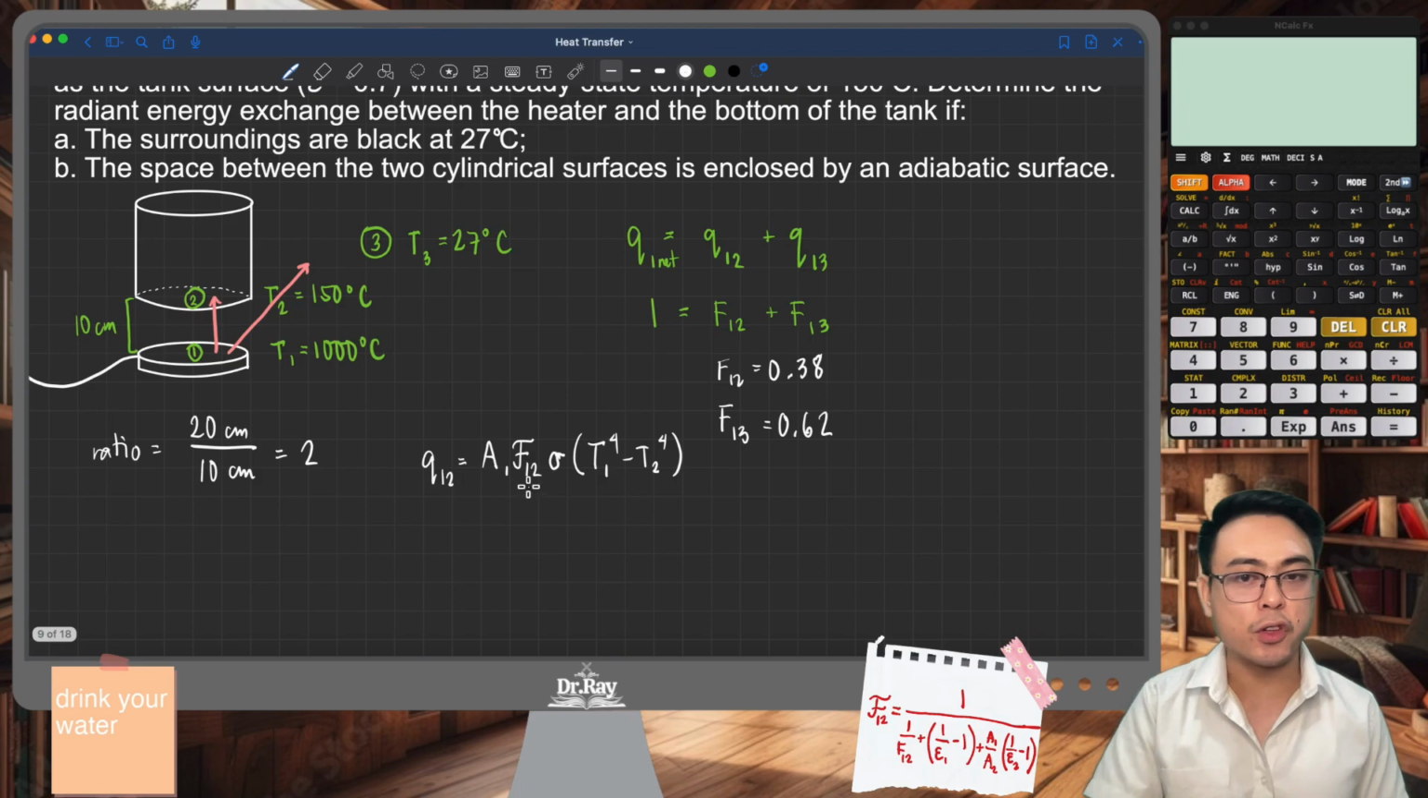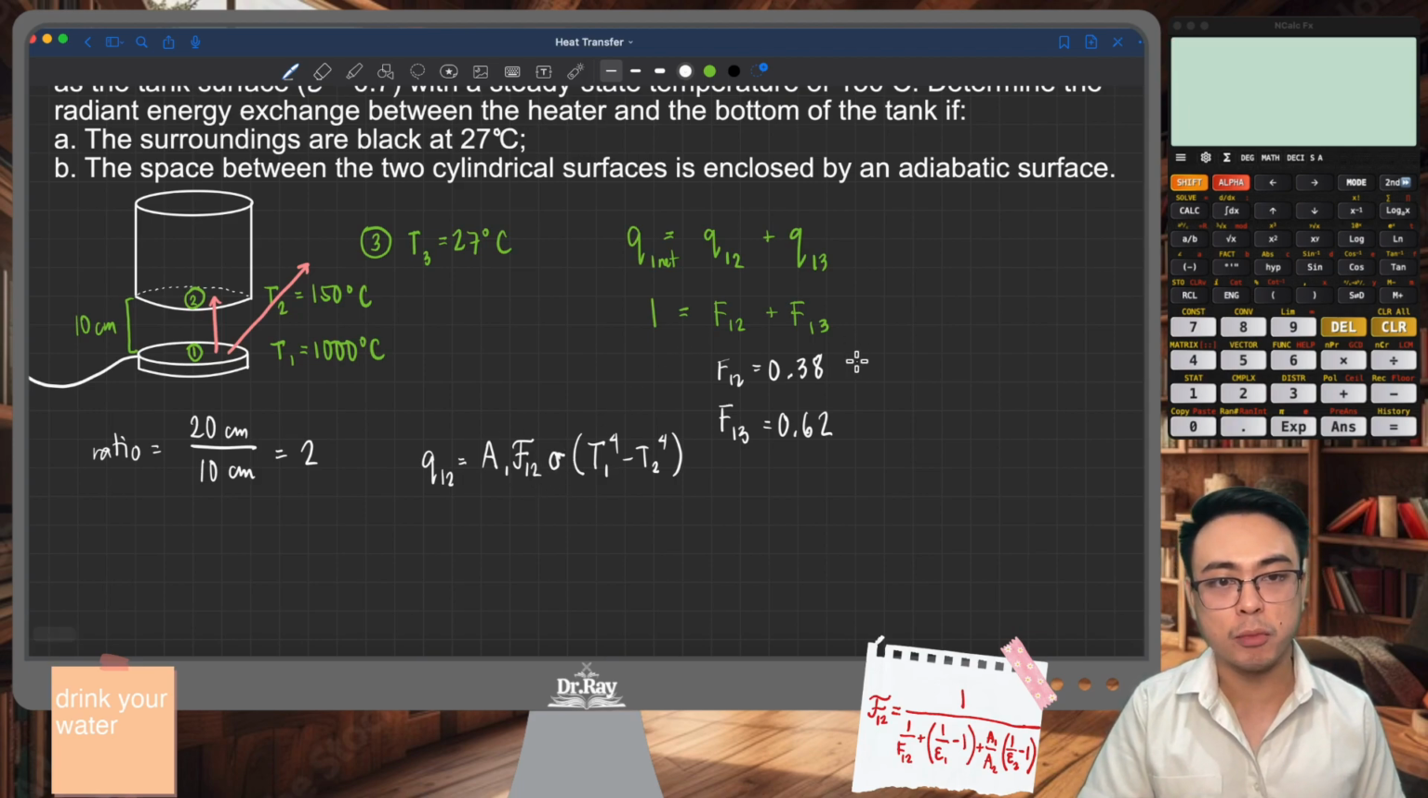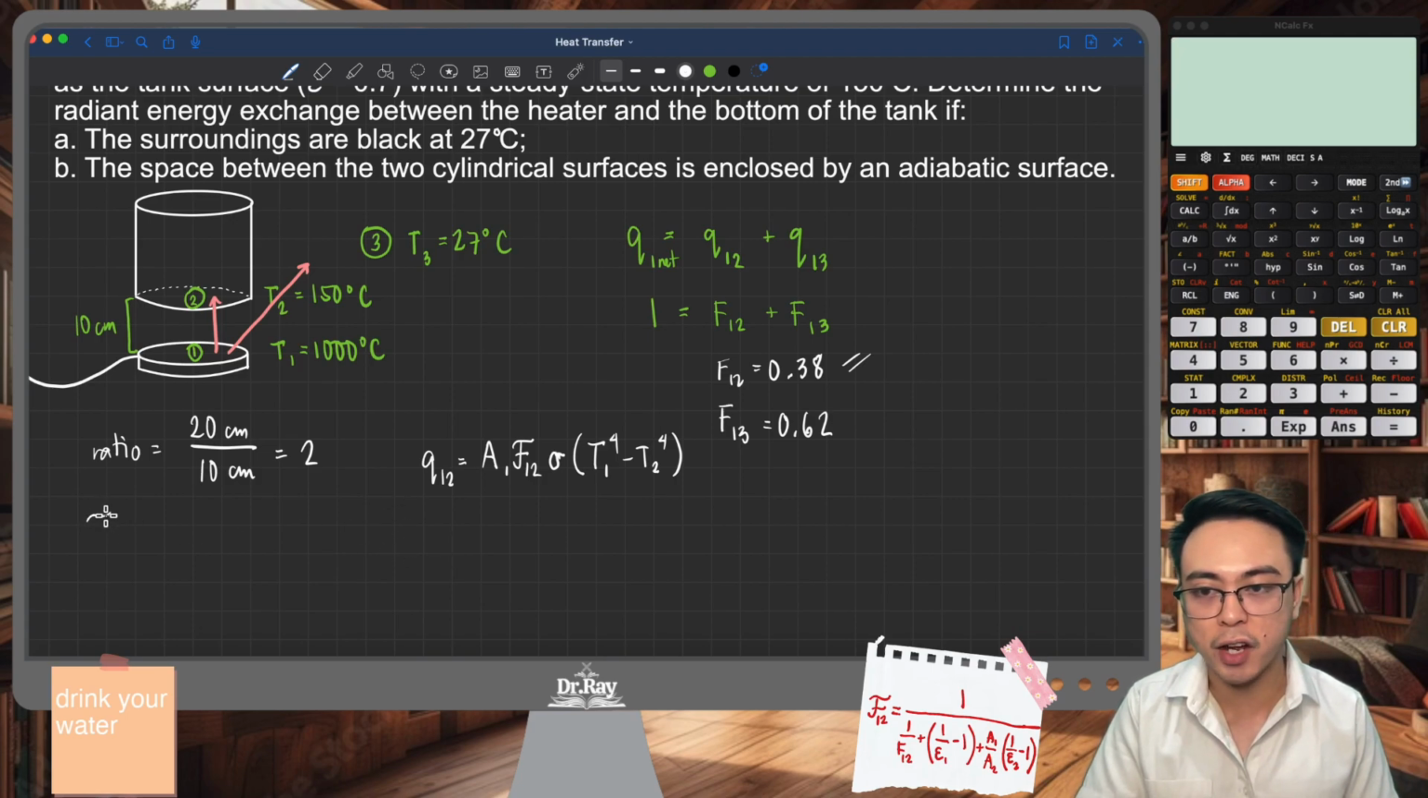Now let's solve for the overall interchange factor because we already do have the normal view factor. So just keep in mind that these normal view factors, the F12 and F13, are to be used if the receiving body is a black body. Because if it's a black body, then we don't have to worry about the emissivity 2, right? Because it's just equal to 1. That's the emissivity of a black body. So let me copy the formula here for the overall interchange factor.